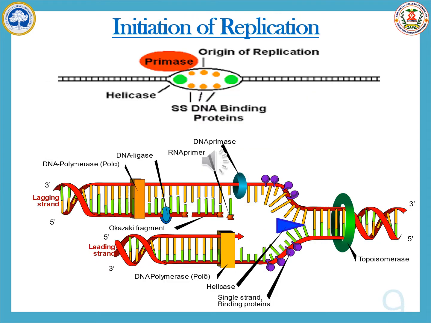In this slide, you can see the initiation stage of replication. I have given two pictures. The first picture denotes the replication fork, showing the origin of replication, helicase, single stranded binding proteins, primase, etc. The second picture shows the detailed initiation stage of replication. The first is the helicase enzyme, which is involved in the unzipping of the complementary strands. Here the helicase enzyme separates the two strands by unzipping them, resulting in the unbinding of the complementary strands of DNA.